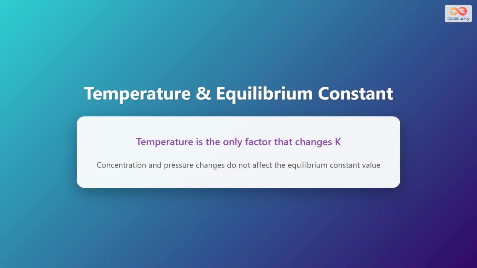Here's an important distinction to understand. Temperature is the only factor among the three that actually changes the value of the equilibrium constant, represented by the letter K. When you change the concentration of reactants or products, or when you change the pressure, the equilibrium position shifts, but the equilibrium constant K remains the same. However, changing temperature alters the fundamental balance between products and reactants, causing the equilibrium constant itself to change to a new value.